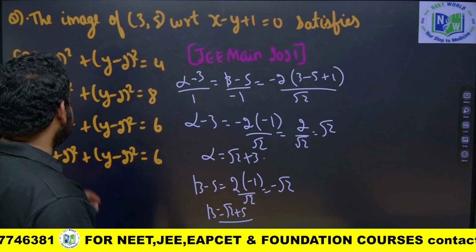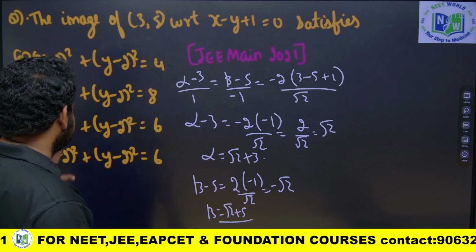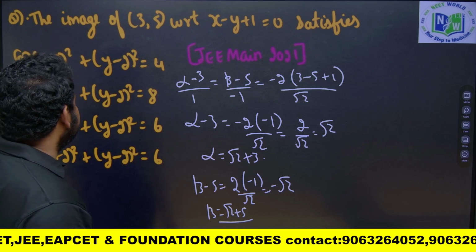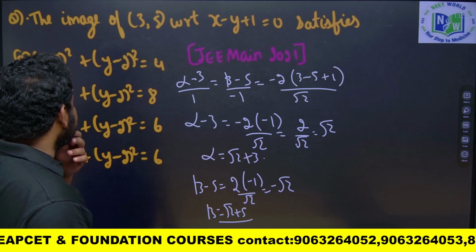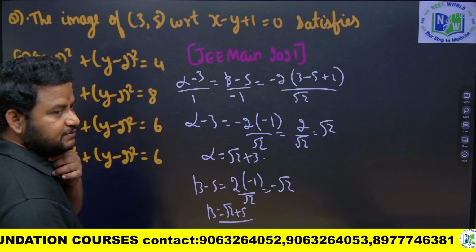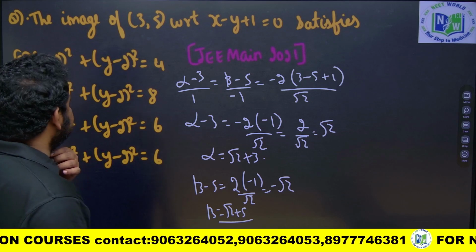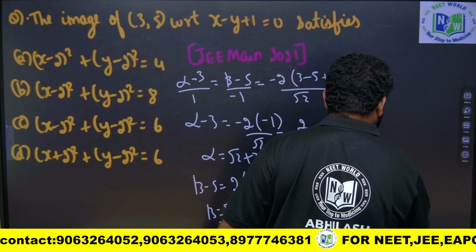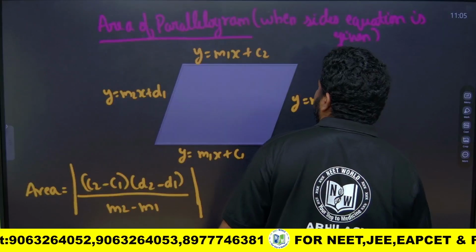You put the values here and you will get the point which will satisfy the given equation. That's it, very simple. Okay friends, you have to put the values here which will satisfy the given equation. This is about the image of a point. This you have to do further. Don't expect spoon feeding here.